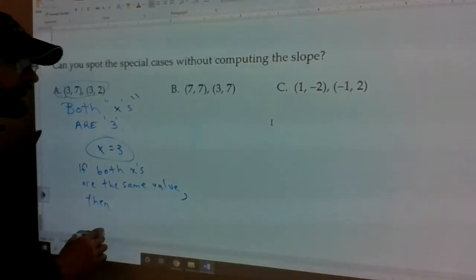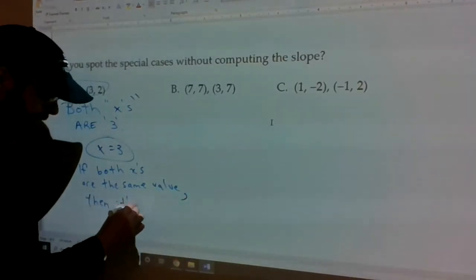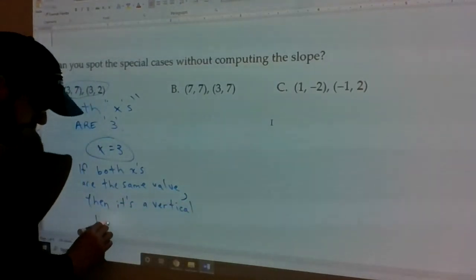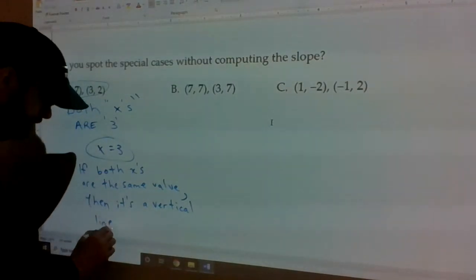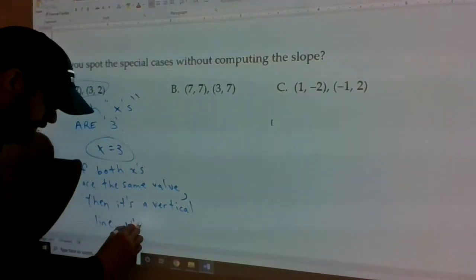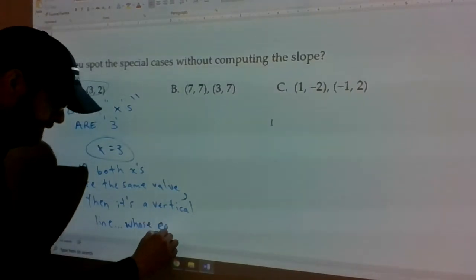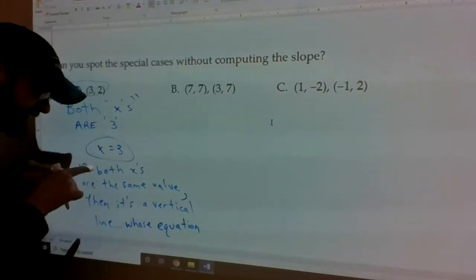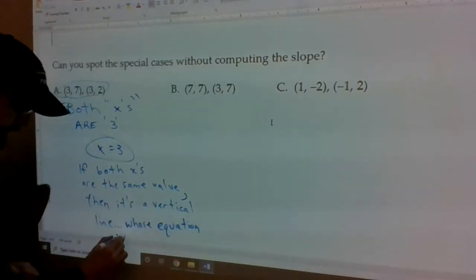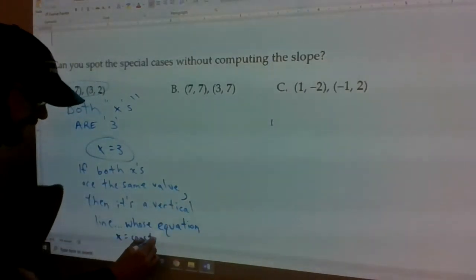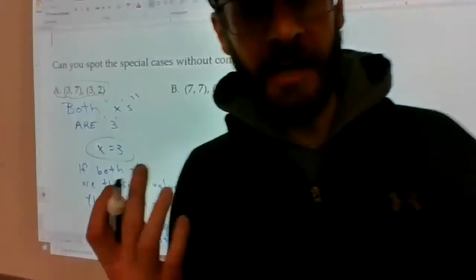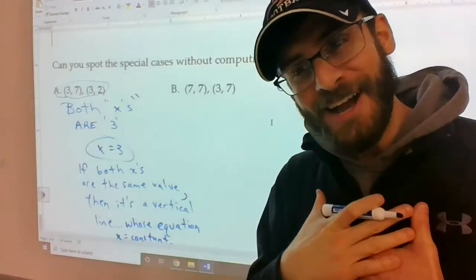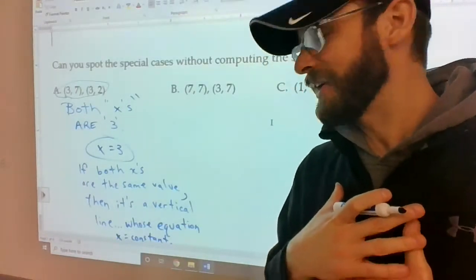then it's a vertical line whose equation is x equals that same value. Got it. Okay. Great. As long as I can just commit that to memory, not just up here, but down here as well. Like, we really understand what's going on here.